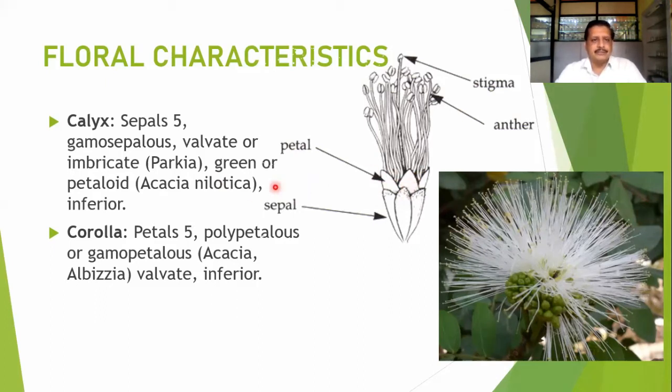Very rarely we find colored ones, but they are mostly petaloid, as in Acacia nilotica, babul, we can find yellow colored petals there. They are normally inferior in position because the ovary is at the superior position. Then corolla, petals are 5. They are polypetalous or gamopetalous. In Acacia and Albizia, we can find they are connate at the base.